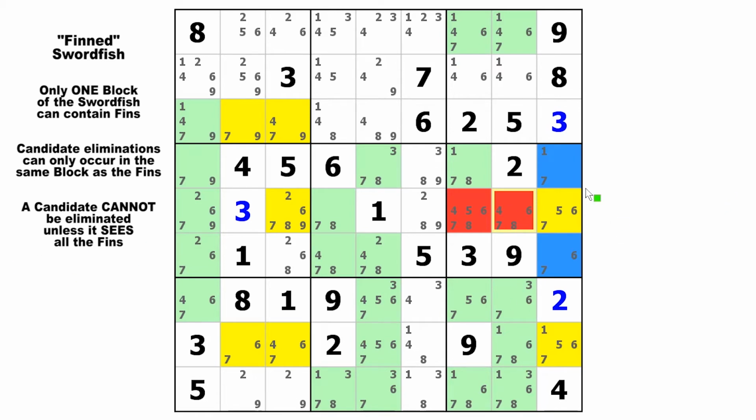So the eliminations will be in the rows, and either these 2 fins are both false, in which case these 2 7s in the red cells would be false because of the swordfish, or if either one of those 7s in the blue squares was true, those same 2 7s in the red cells would be false. So they're false either way, and you can eliminate both of them. All right, next one.